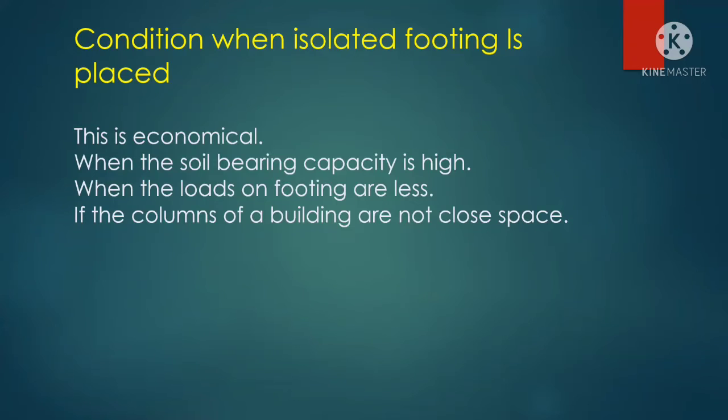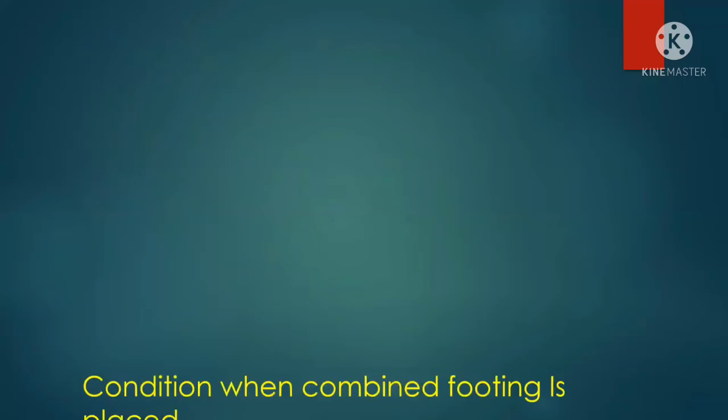So isolated footing, if there is one column only and you are going to provide one footing for one column, that time you can see that the load on footing coming is very less. That time we are going to place this isolated footing. So these are four conditions, or criteria or circumstances, under which we are going to provide isolated footing. Now we will see about combined footing.